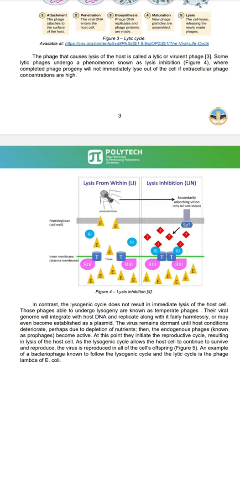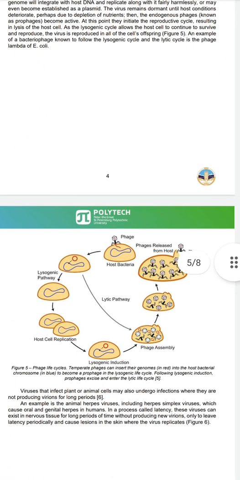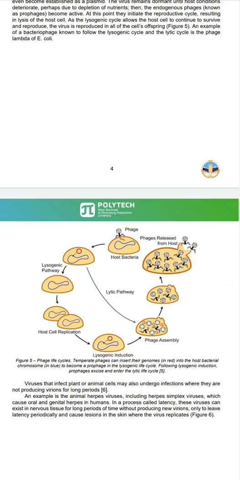As the lysogenic cycle allows the host cell to continue to survive and reproduce, the virus is reproduced in all of the cell's offspring. An example of a bacteriophage to follow the lysogenic cycle and the lytic cycle is the phage lambda of Escherichia coli. Figure 5. Phage life cycles.